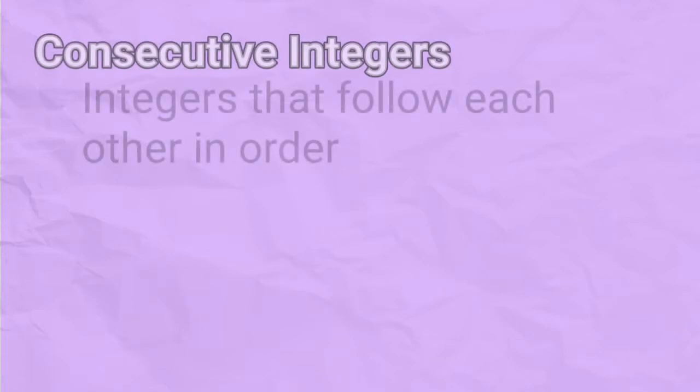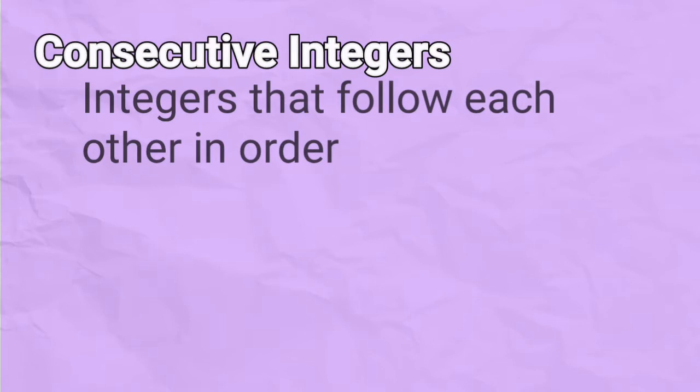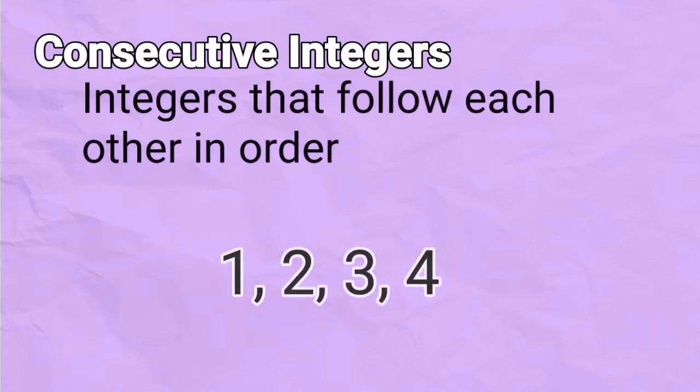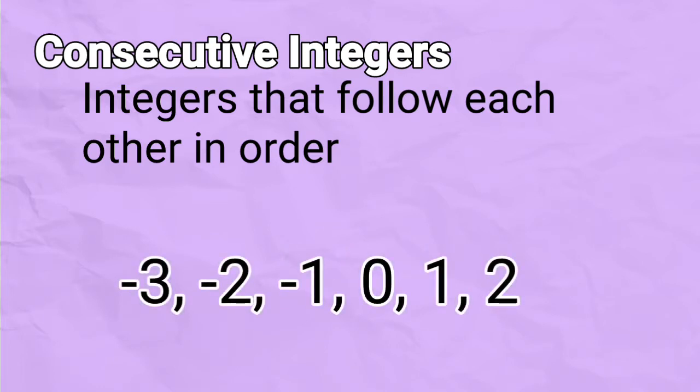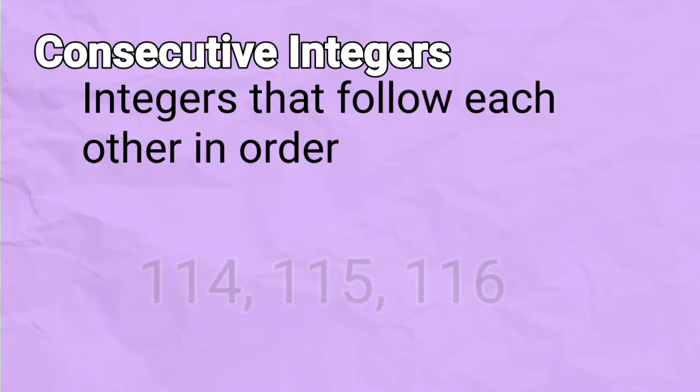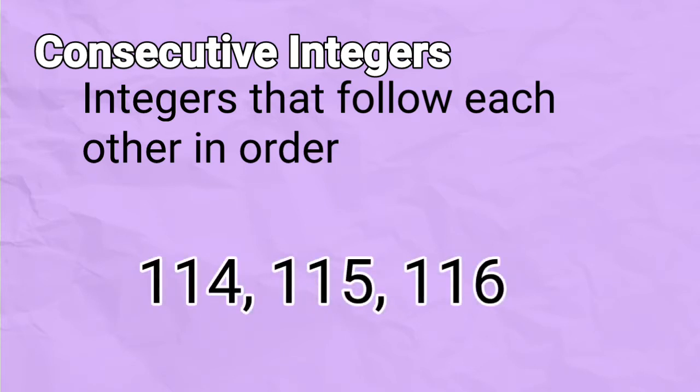Consecutive integers are integers that simply follow each other in order. Some examples are 1, 2, 3, 4. -3, -2, -1, 0, 1, 2. 114, 115, 116. So they just follow each other in order.